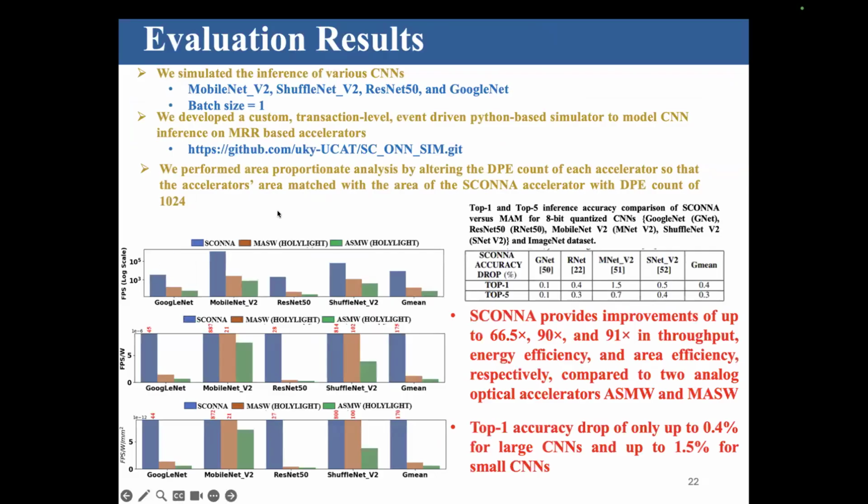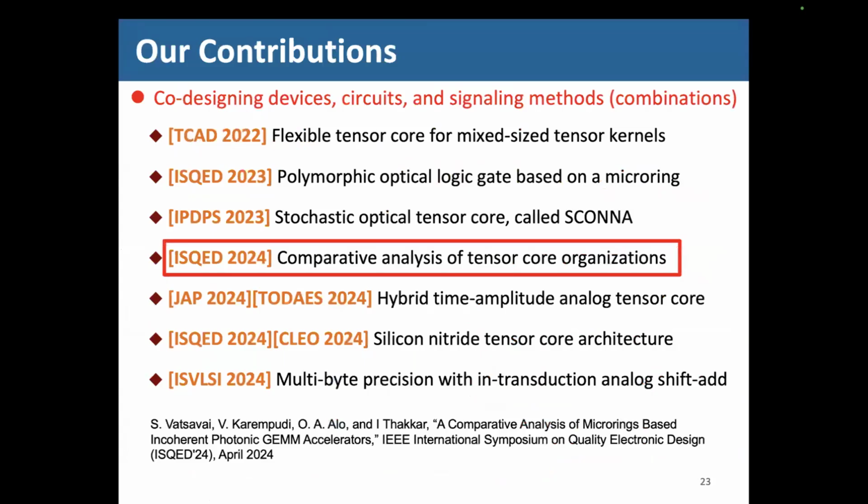We have done system level evaluation, of course. The code is also available on GitHub, so you're free to look at that. We have frames per second for convolutional neural networks, frames per second per watt, and the density as well. Because of the stochastic nature, we of course have an accuracy drop, but it's not significant. Top 1 and top 5 numbers are reported over here for this architecture. So that's, you can say, device, circuit, and signaling, stochastic co-design.